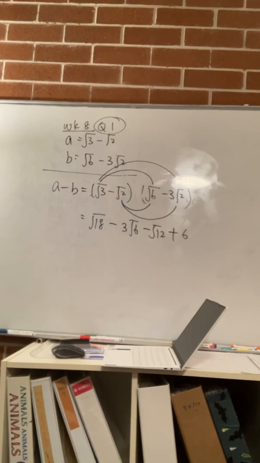And then the times shouldn't be there. Yeah, minus, the first time. 3 root 6. 3 root 6, yeah. And then minus root 12. Simplify all the terms that you can simplify.